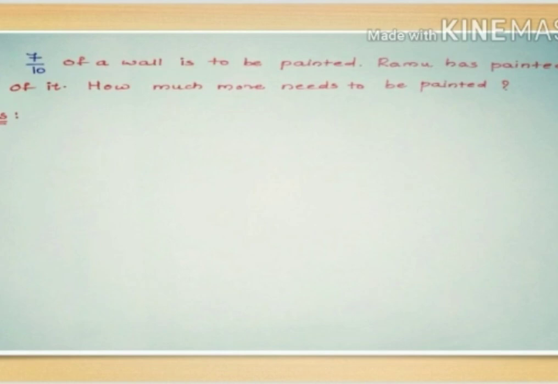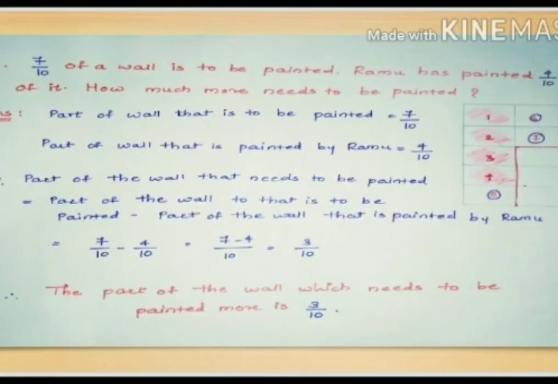Word problem. Question number 2. 7 upon 10 of a wall is to be painted. Ramu has painted 4 upon 10 of it. How much more needs to be painted? Okay. So students, you can see here, out of 10, 7 parts of the wall are to be painted. Okay. And out of 10, 4 parts of the wall are painted by Ramu. Okay. And what we need to find out? How much more needs to be painted.